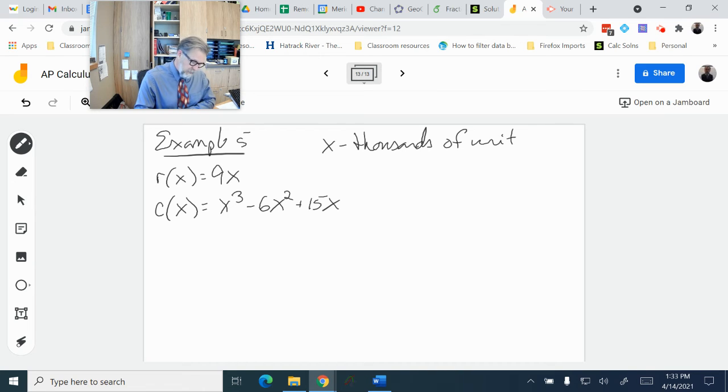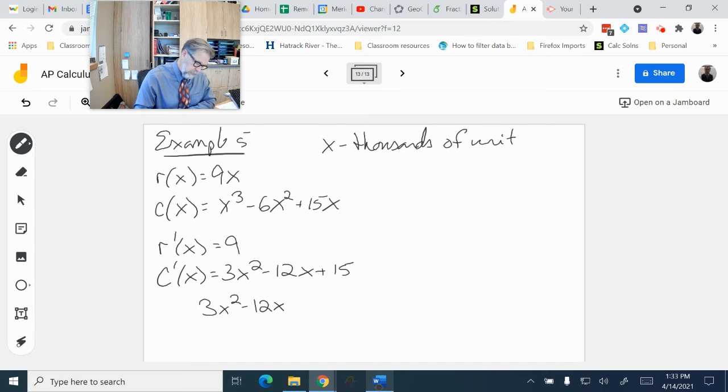So to maximize profit, we need R prime of x, the derivative rate of change. Well, let's just refer to it as the marginal revenue. We know that's 9. The marginal cost is 3x squared minus 12x plus 15. And we want those to be equal. So 3x squared minus 12x plus 15 equals 9. Simplifying that, we can set it equal to 0: 3x squared minus 12x plus 6 equals 0.